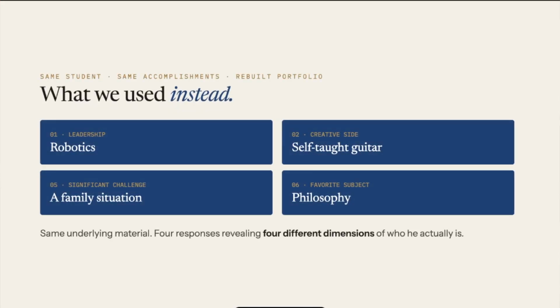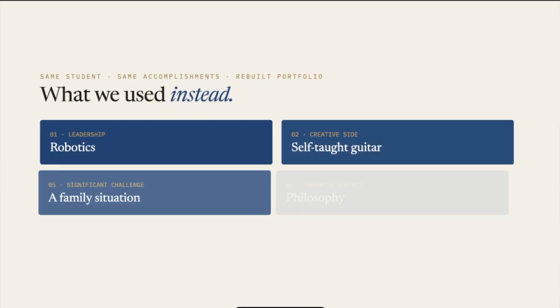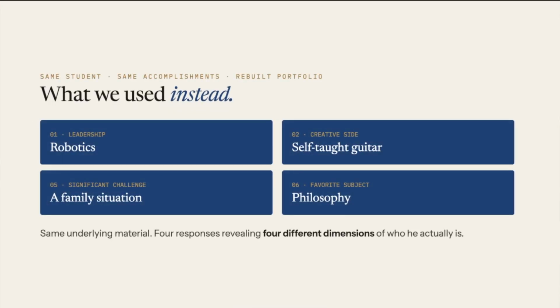The alternative approach for that same student, the one we ended up using, leadership in robotics for prompt 1, creative side through music because he was a self-taught guitar player. Significant challenge through a family situation he had genuinely worked through. Favorite academic subject as philosophy because he had discovered it independently and it had reshaped how he thought about engineering.